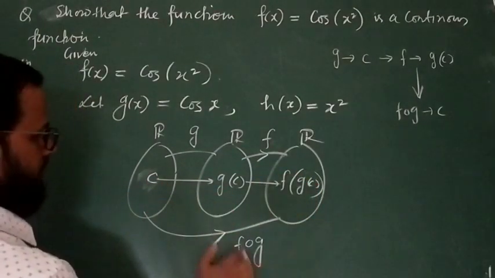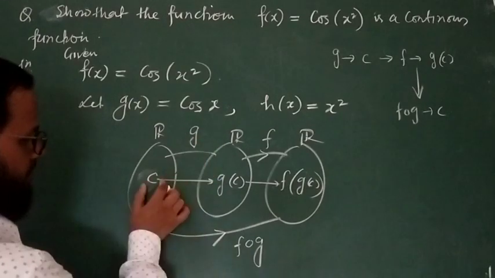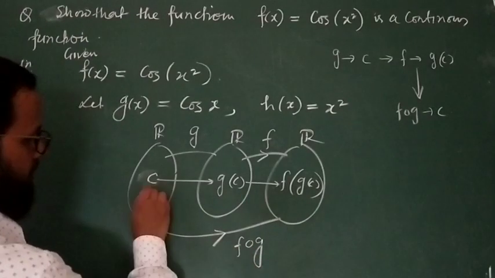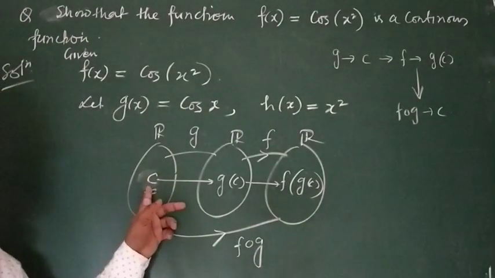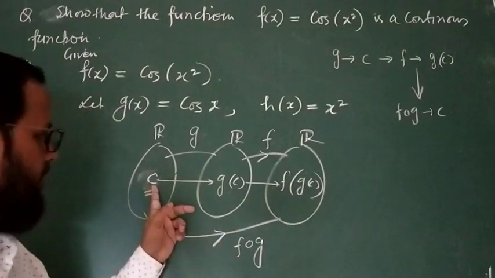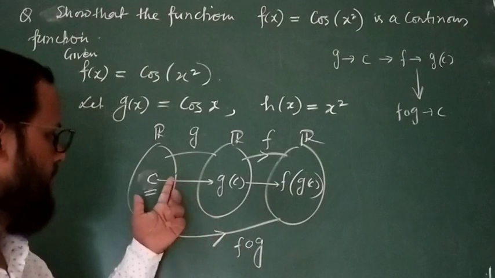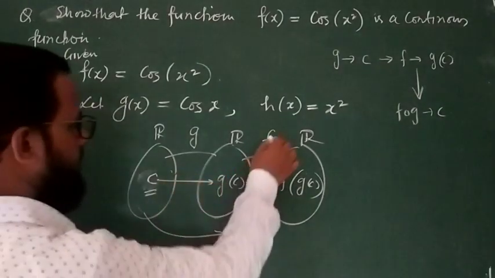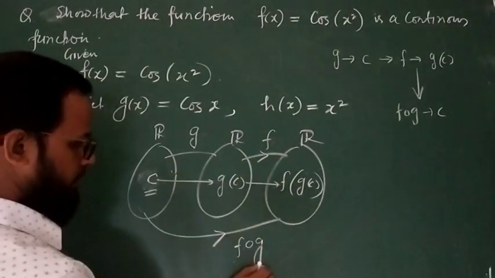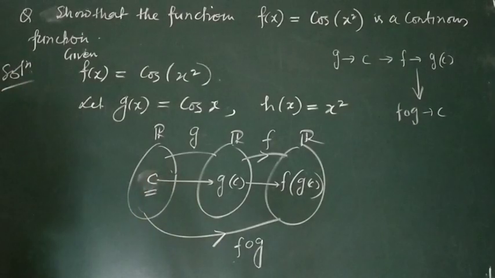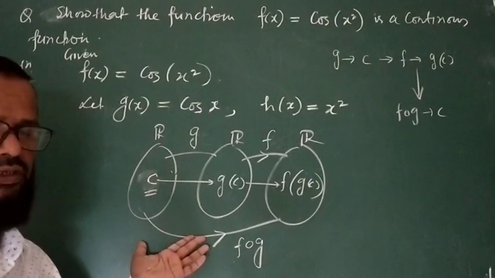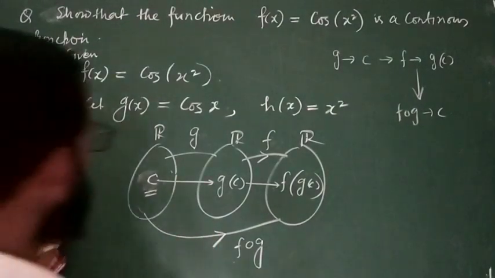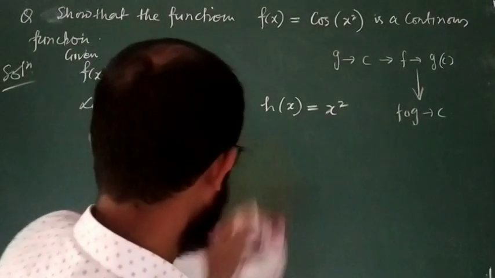Okay, so the theorem tells us if g is continuous at c and f is continuous at g(c), then f composite g is continuous at c. And if c is any arbitrary real number, then f composite g is continuous at all real numbers. That is the idea of this particular theorem. This theorem was discussed earlier in the class also. Now using this theorem, we are going to solve this question.